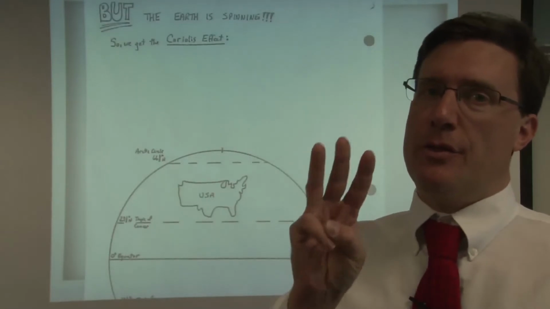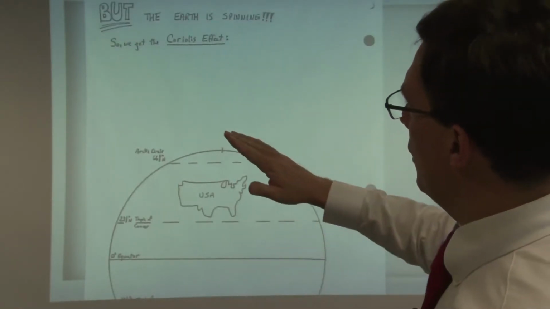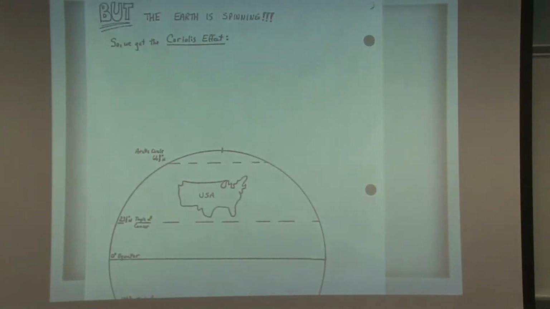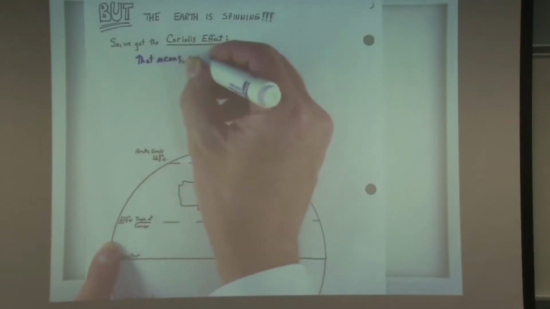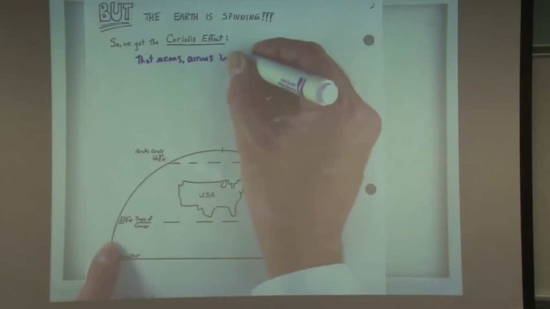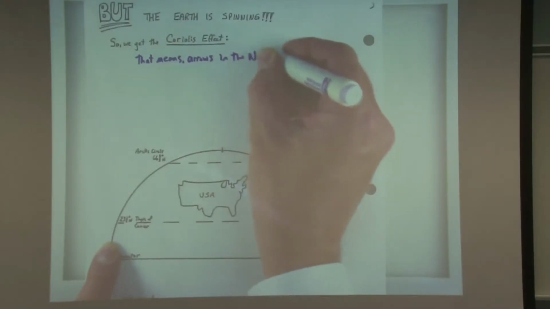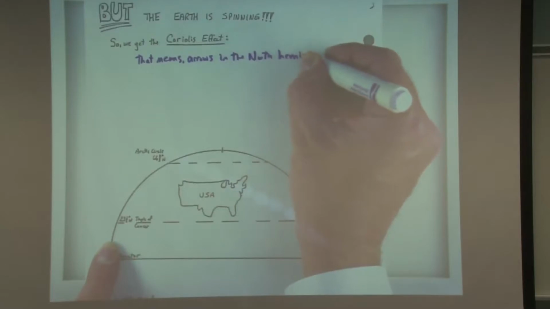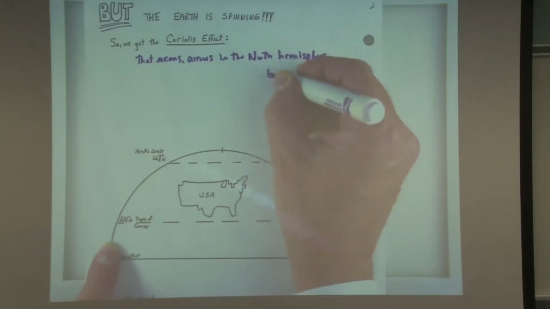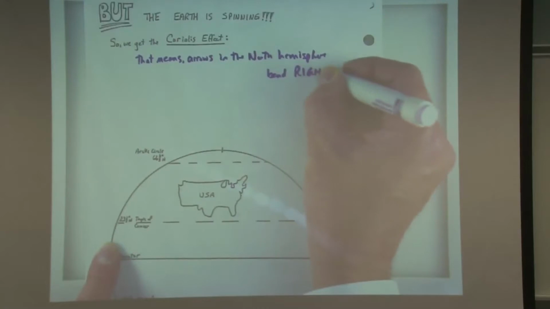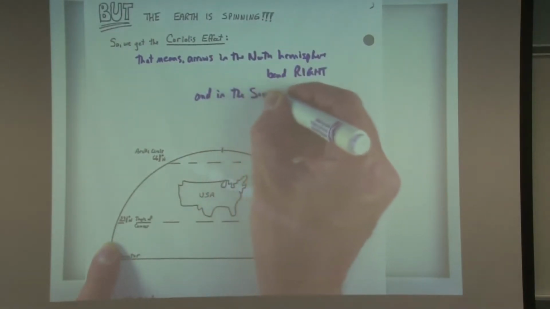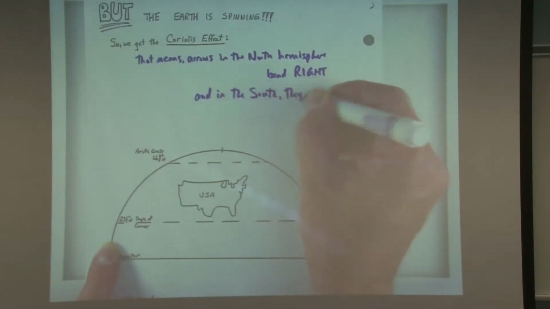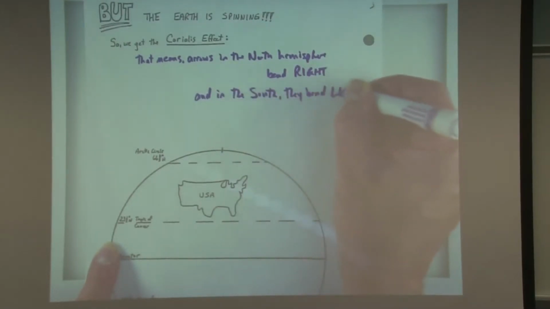So now we're getting to the third handout that you were to download. It starts with, but the Earth is spinning. So we get the Coriolis effect, and that means arrows in the Northern Hemisphere bend to the right, and in the south, they bend left.